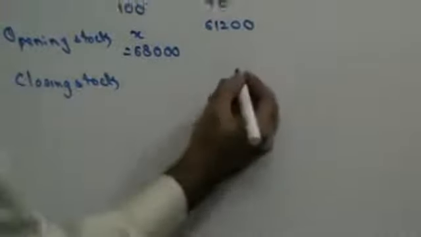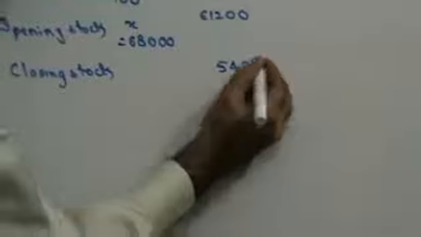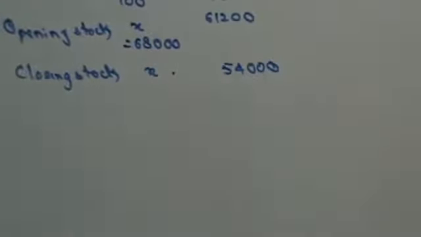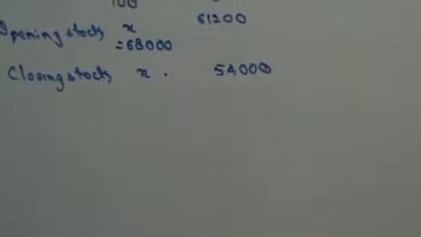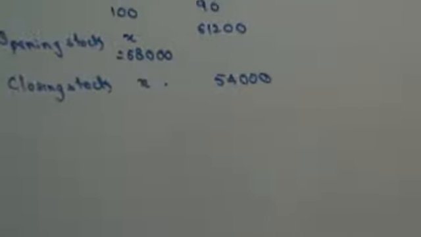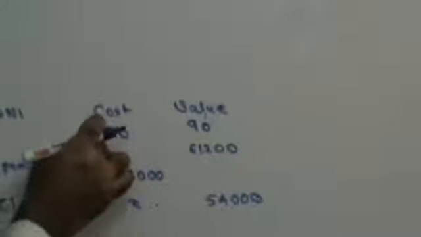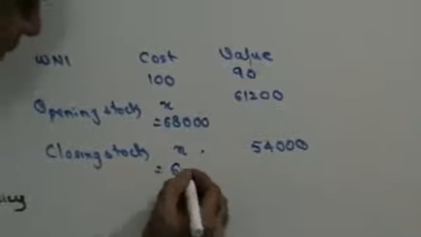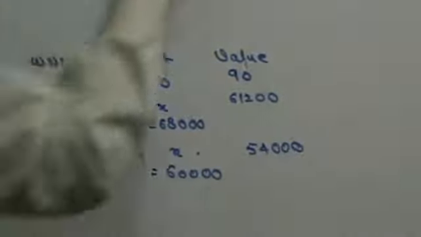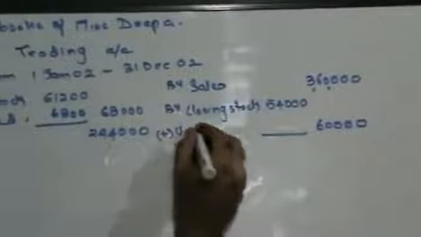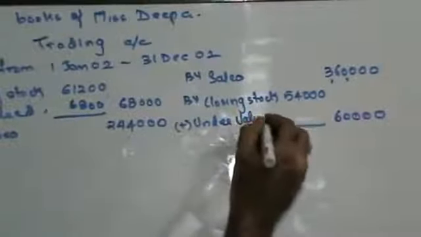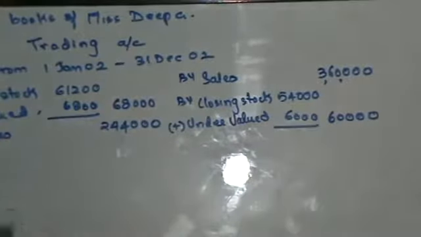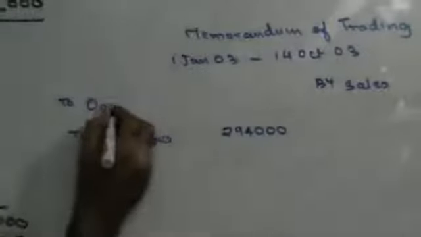Similarly, I can work this for closing stock also. The value of closing stock is given to you as 54,000. So what will its cost be? 54,000 into 100 divided by 90 is going to be 60,000. So in that case, this is 60,000 and undervalued by 6,000. Whatever is the closing stock of previous year will be the opening stock of current year.